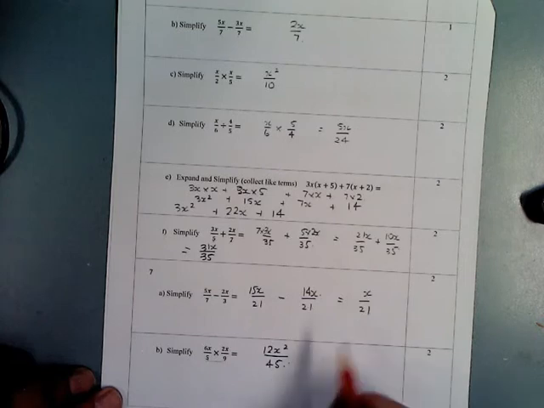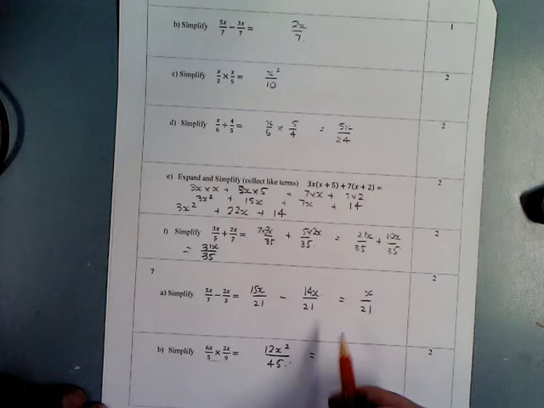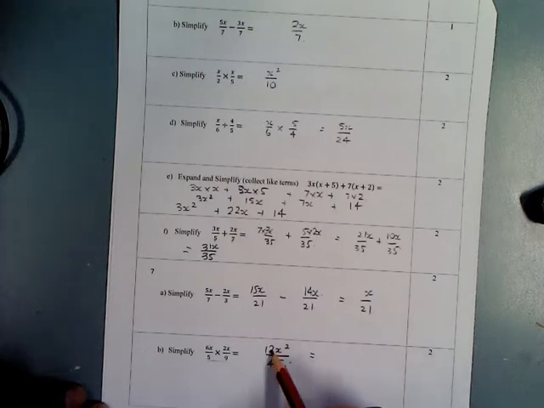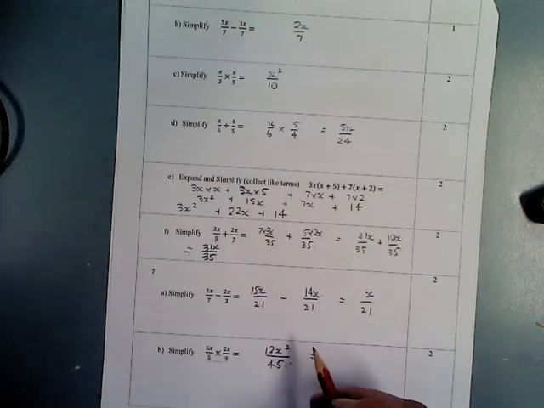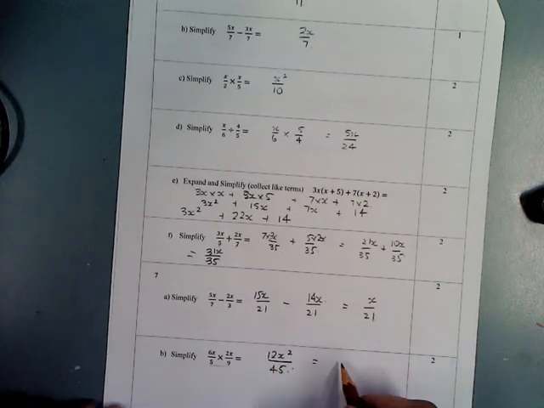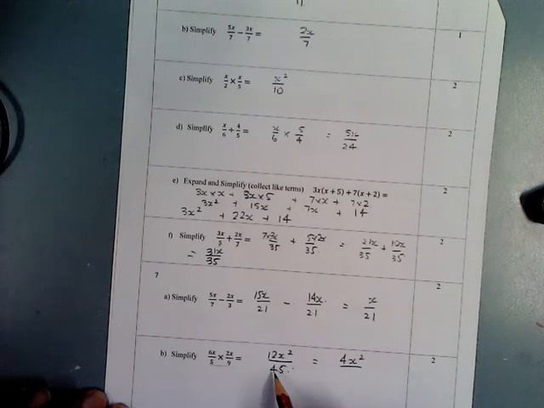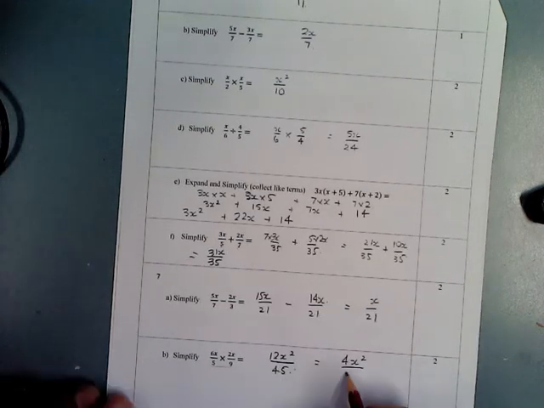We can divide both the numerator and the denominator in this case by 3. 12 divided by 3 is 4. 45 divided by 3 is 15. So the simplest form of this answer is 4x squared over 15.